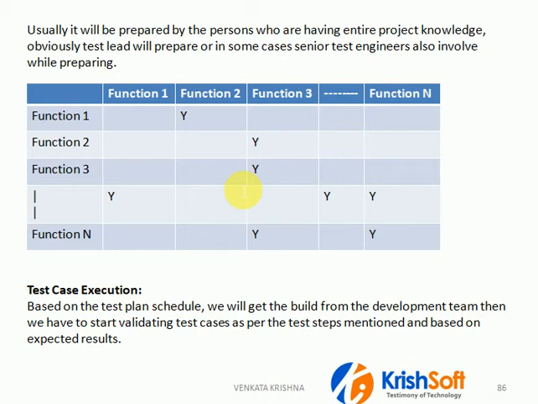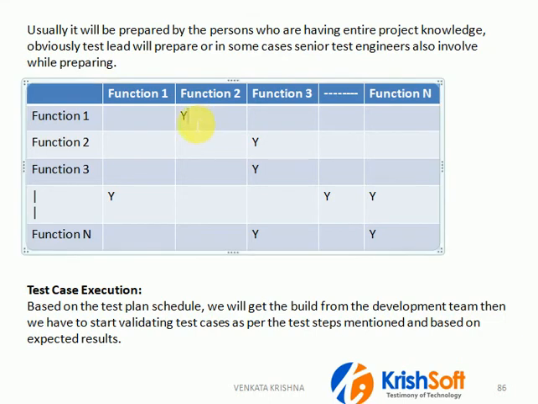So functionality 1 is there. It is related with what? Functionality 2. So we are going to take all the functionalities on the left side and all the functionalities on top, and we are going to update this table. What functionalities are interrelated or integrated or having a relation? There we are going to update Y. It means that it is interrelated.